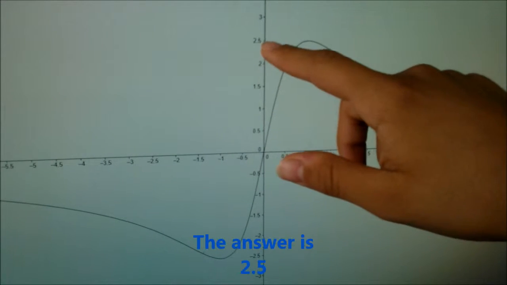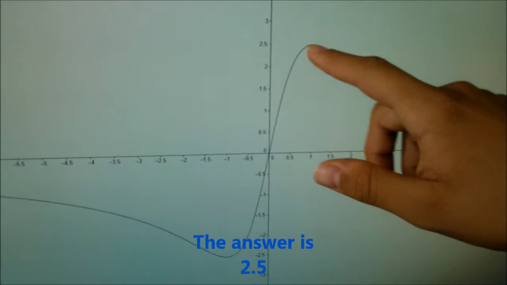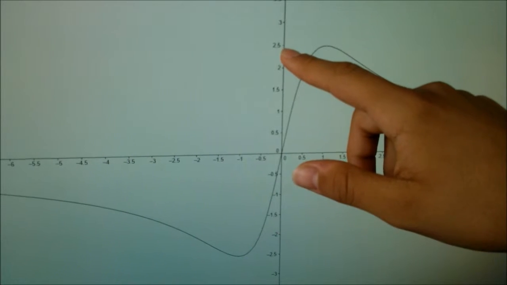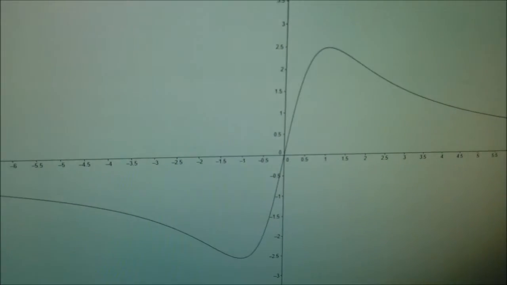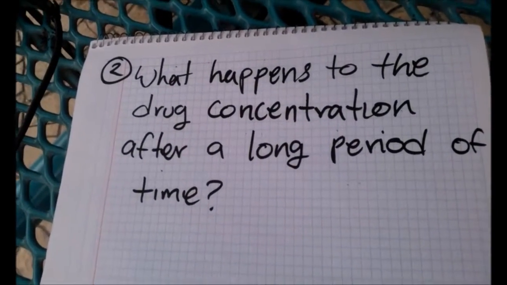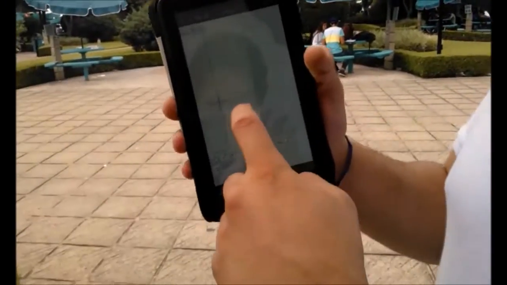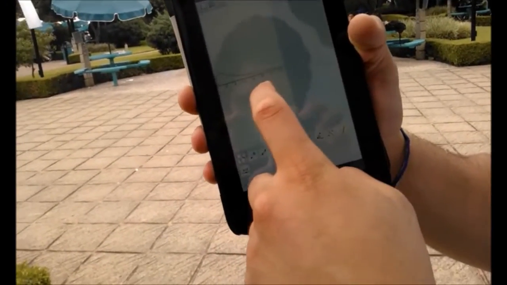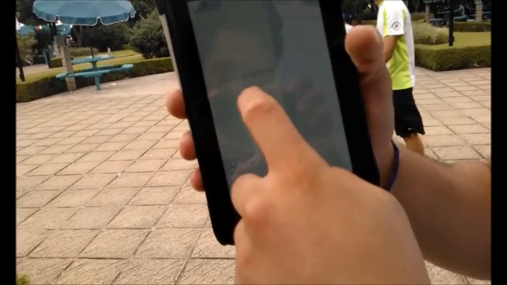This is the highest concentration reached by the drug, so we can know that this is the highest concentration of drug in the blood. What happens to the drug concentration after a long period of time? Well, we can see that after a long period of time, the drug concentration is approaching 0.